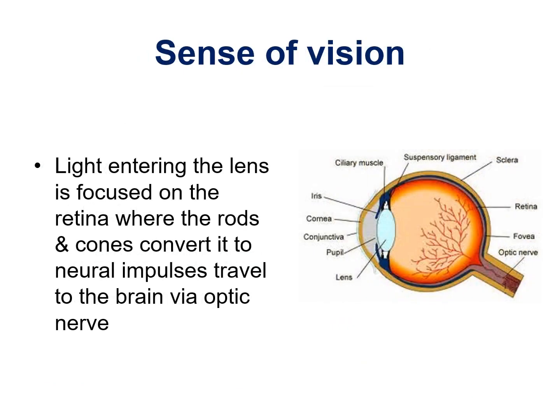So now let's look at the sense of vision. Light enters the lens and is focused on the retina, where the rods and cones convert it to neural impulses, and that travels to the brain via the optic nerve. After the brain communication, you see the vision.